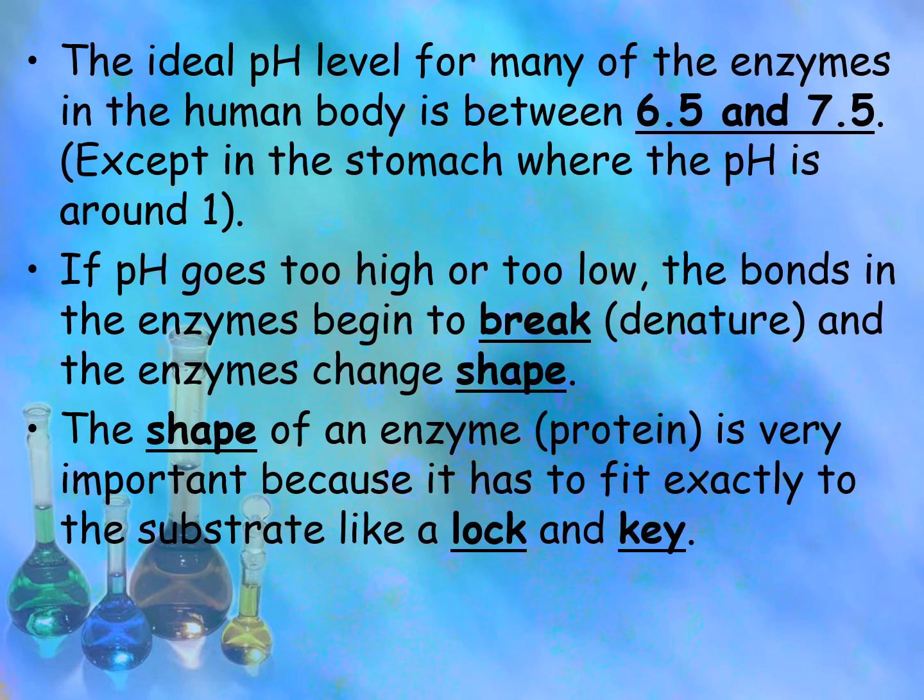The ideal pH level, the acid-base level in your body for most of the enzymes is between 6.5 and 7.5, except in your stomach and your intestines, the pH is going to be much different, and those enzymes work better when the pH is very low. But if your pH goes too high or too low, the bonds in the enzymes will break or denature, and then the enzymes change shape. If they change shape, they don't do what they're supposed to do. The shape of the enzyme is very important because it has to fit exactly to the substrate like a lock and key.